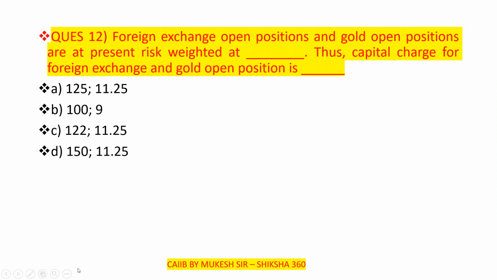Options: first is 125, 11.25. Second is 100, 9. Third is 122, 11.25. Fourth one is 150, 11.25. So the foreign exchange open position and gold open position are at present risk weighted at 100%.